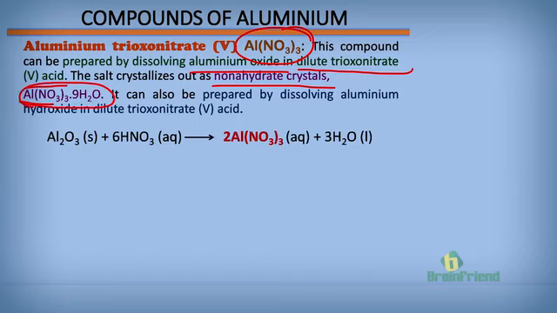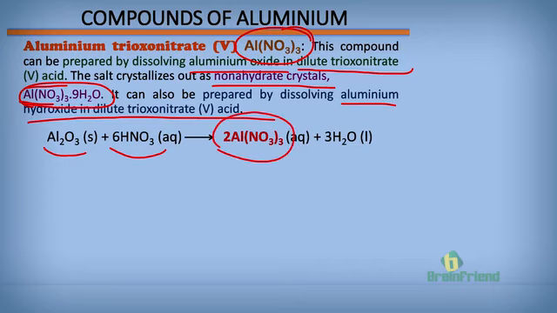It can also be prepared by dissolving aluminium hydroxide in dilute trioxonitrate 5 acid. So aluminium hydroxide reacting with dilute trioxonitrate 5 acid is still going to give us aluminium trioxonitrate 5 and water as a byproduct.